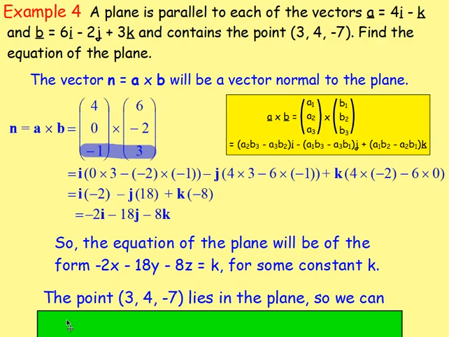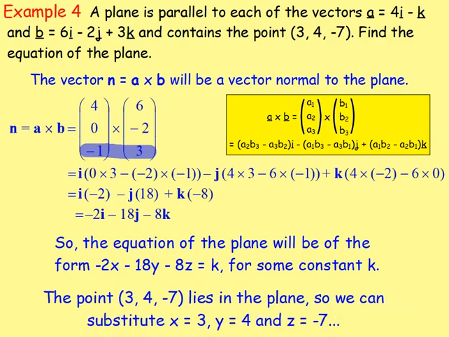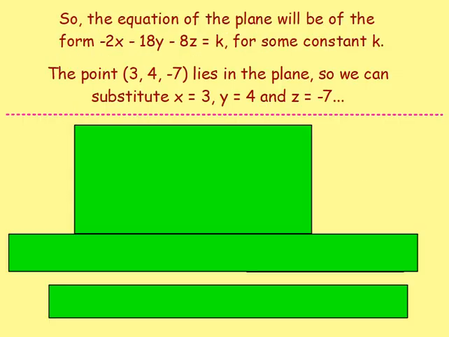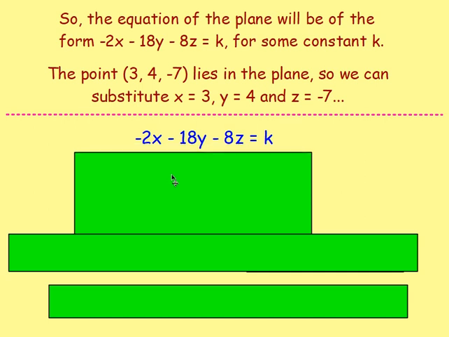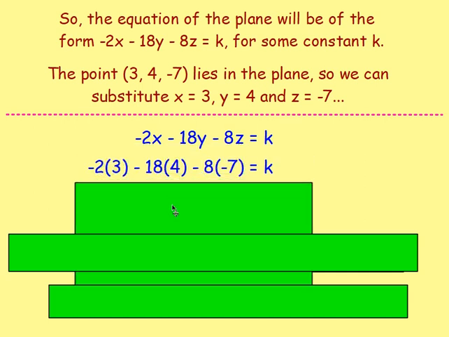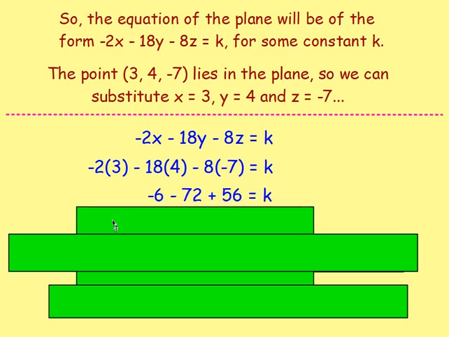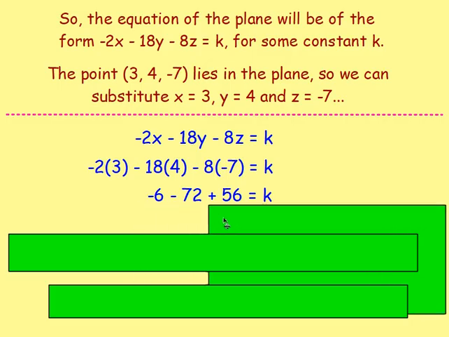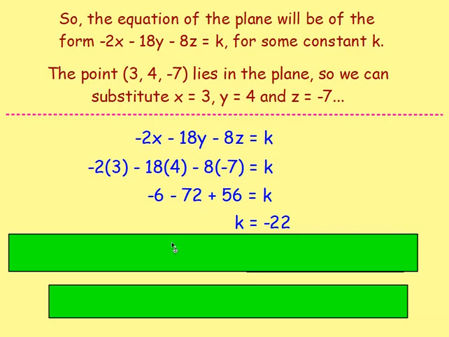So the point 3, 4, negative 7 lies on the plane, so we can substitute in these values for x, y, and z. Sub in the 3 for x, the 4 for y, and the negative 7 for z. Sub that into the equation of the plane. Going over the page to do that then, that's just what we had in the last page. So we will now have, that's the equation of the plane, and subbing in these values for x, y, and z. So replace x with 3, replace y with 4, and replace z with negative 7. If you end up working that out, well, that will be negative 6, that will be take away 72, and that will be plus 56 equals k. And if you work that out, you get negative 22. Perfect. So k will equal negative 22.